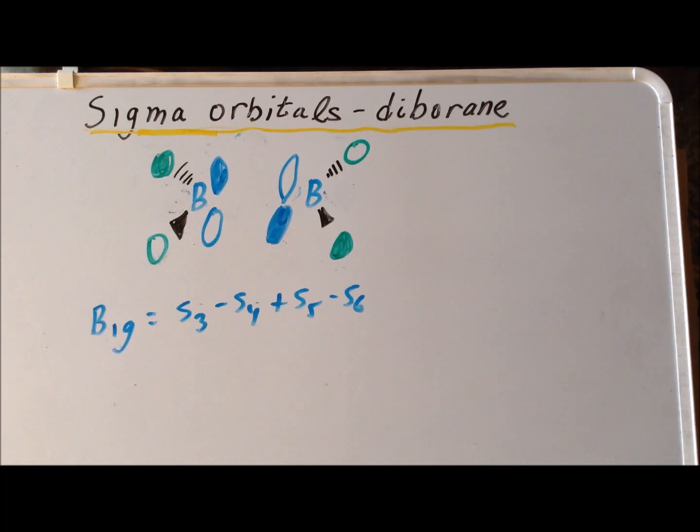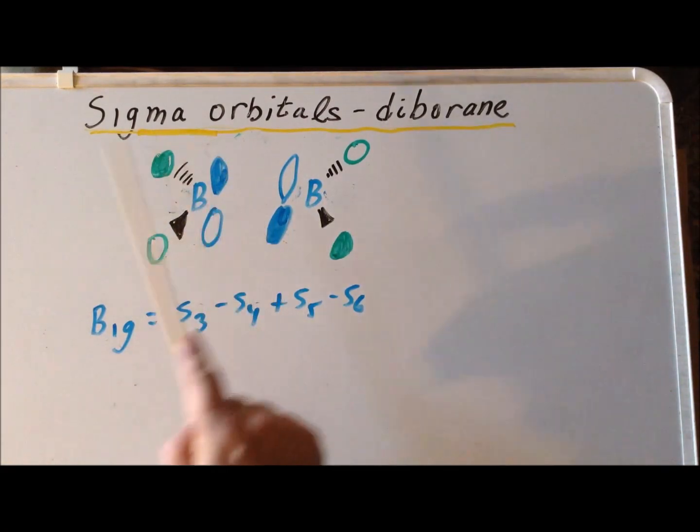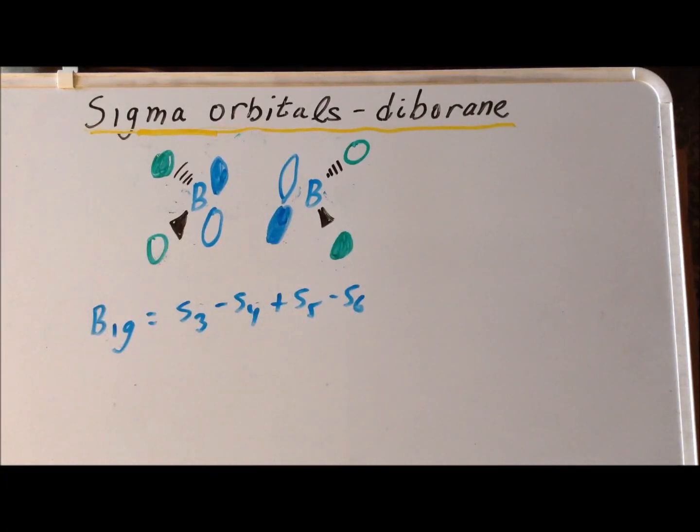So with that, we've derived all the linear combinations, the group orbitals on hydrogen, and we've constructed the overall molecular orbitals by finding the appropriate 2s or 2p atomic orbitals on boron in the proper bonding or anti-bonding combination to make the molecular orbitals.